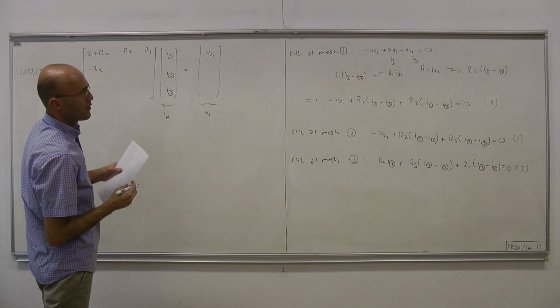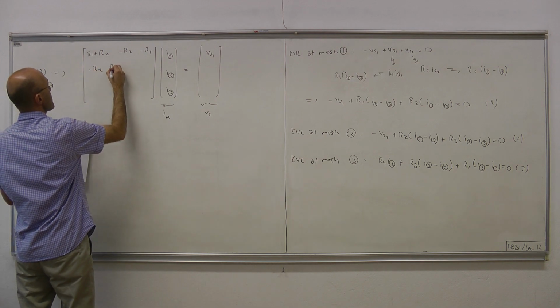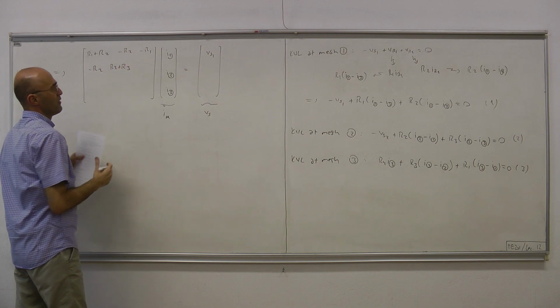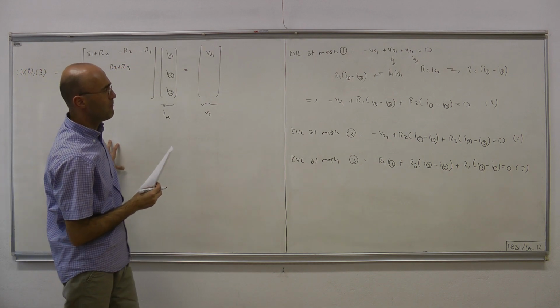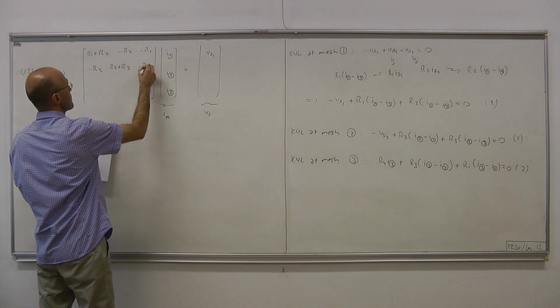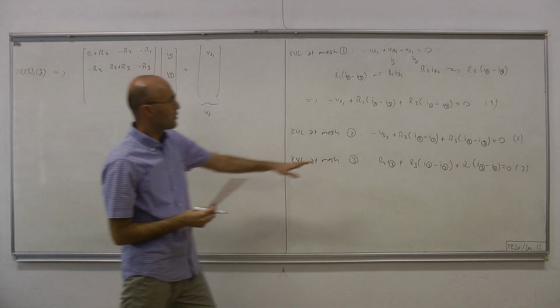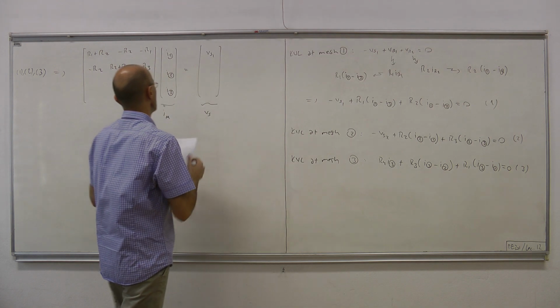For I2, we have R2 plus R3. And for I3, we have minus R3. Okay, and what remains, we throw to the other side, it's the S2.